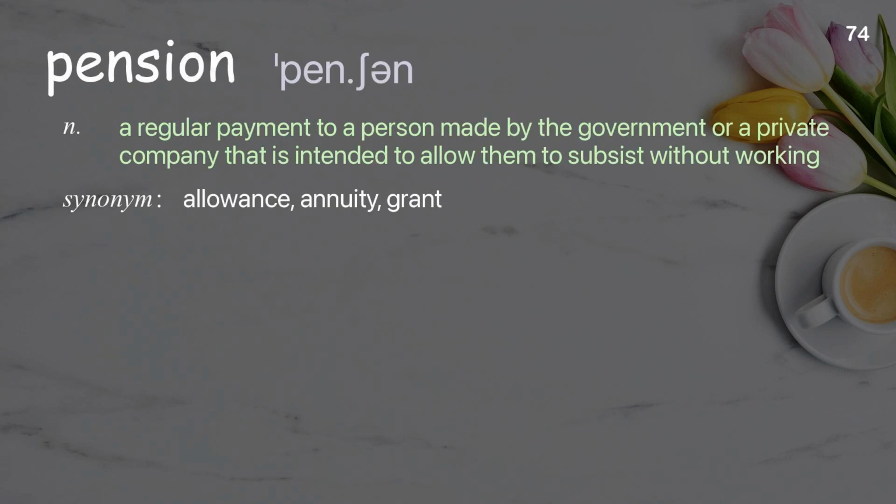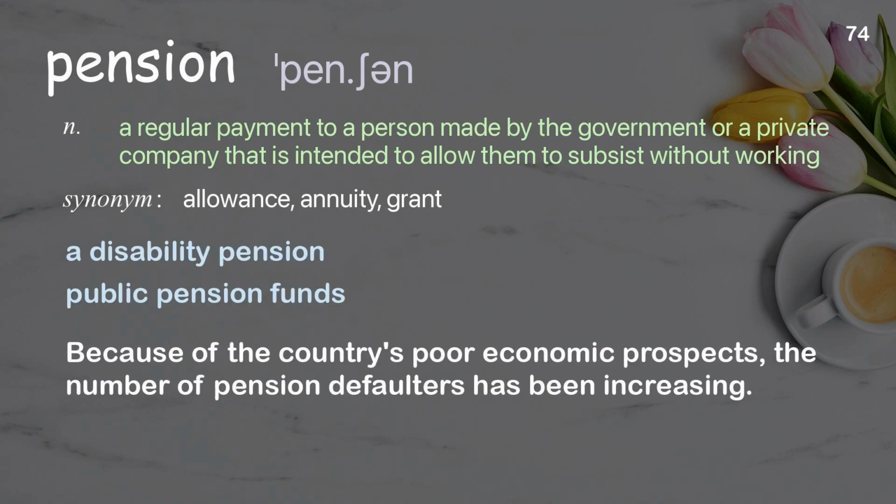Pension. A regular payment to a person made by the government or a private company that is intended to allow them to subsist without working. Examples: A disability pension, public pension funds. Because of the country's poor economic prospects, the number of pension defaulters has been increasing.